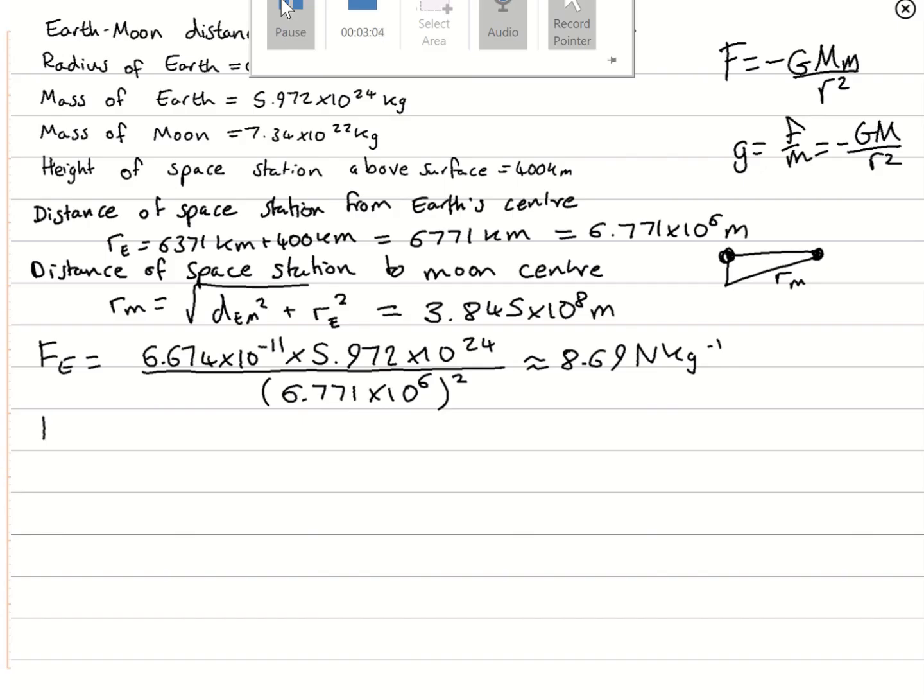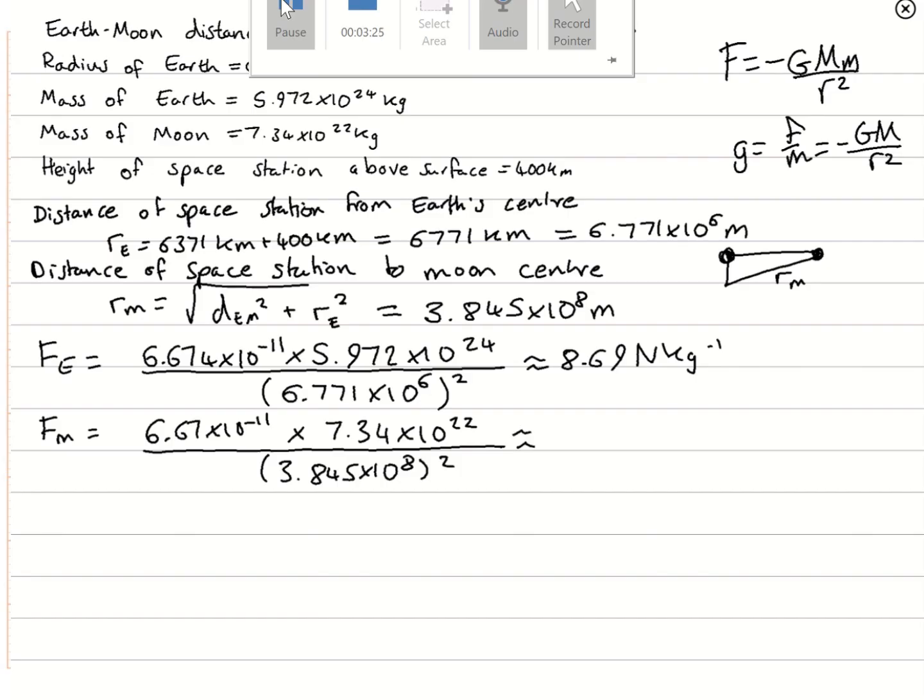So the force from the Moon is going to be 6.67 times 10 to the minus 11, as before, times 7.34 times 10 to the 22, which is the mass of the Moon, divided by the distance to the Moon squared, 3.845 times 10 to the 8 squared, which is 3.31 times 10 to the minus 5 newtons per kilogram. That is tiny.